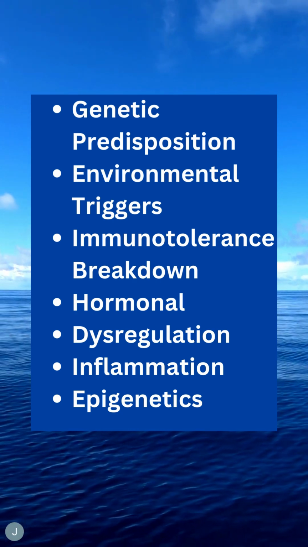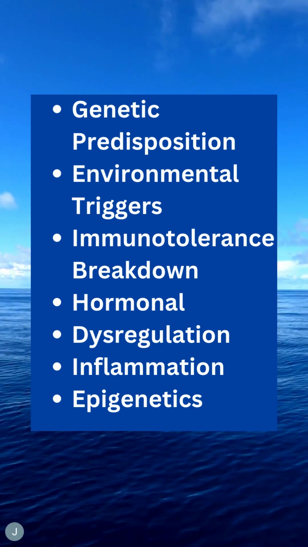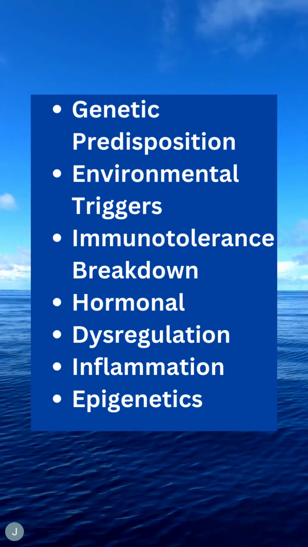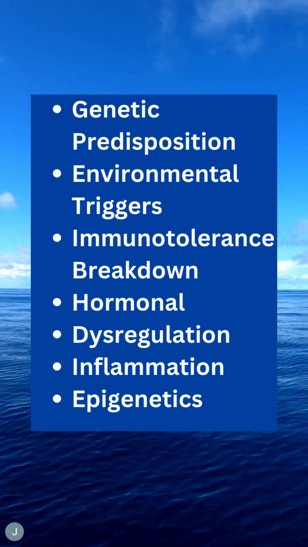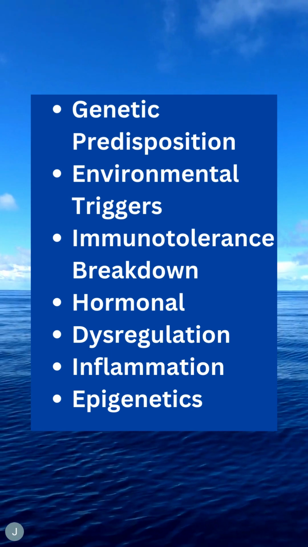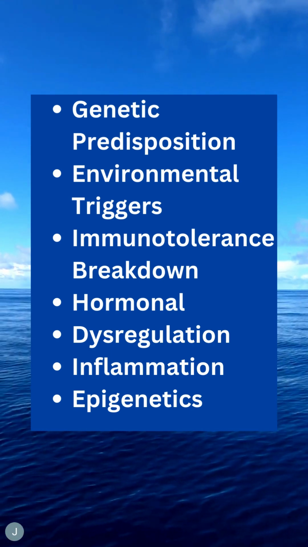There's immunotolerance breakdown, where the immune system has mechanisms to distinguish between self and non self cells. And this is known as immunotolerance, and a breakdown in these mechanisms can lead to a failure to recognize self tissues, causing the immune system to attack them.